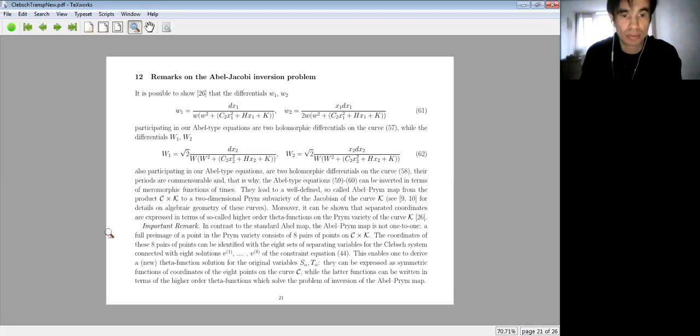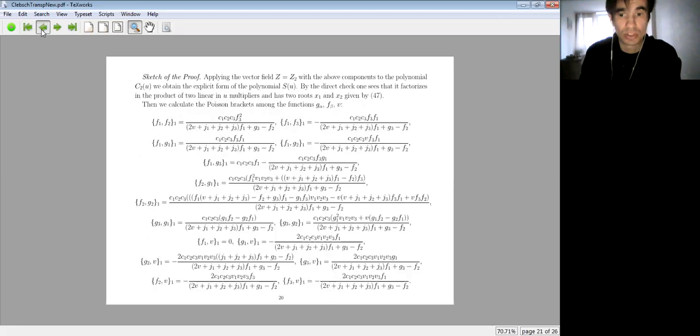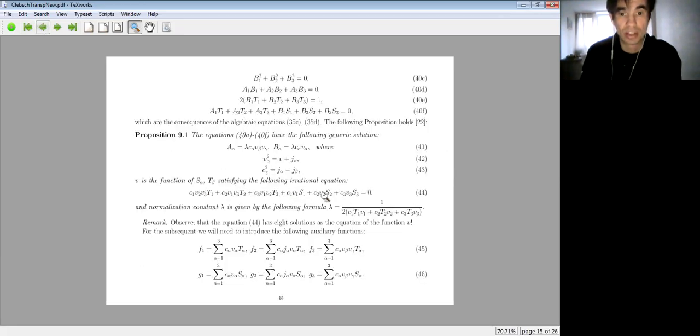A full preimage of a point in the prime variety consists of 8 pairs of points on the curve C times K. The coordinates of these 8 points can be identified with the 8 sets of separating variables for the Clebsch system, connected with 8 different solutions, V1, V2, etc., V8, of the main constraint equation 44, which is the equation that defines the function V.